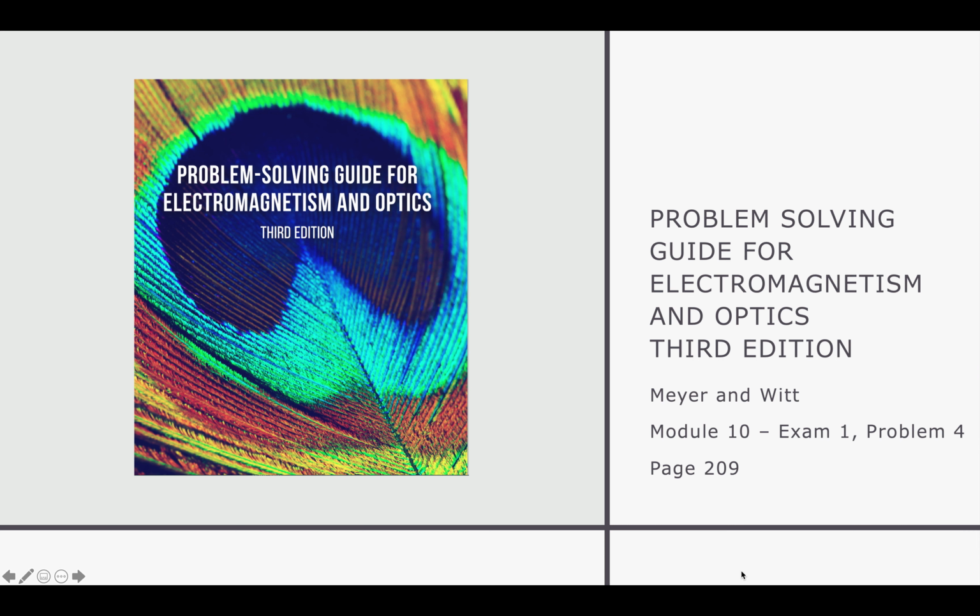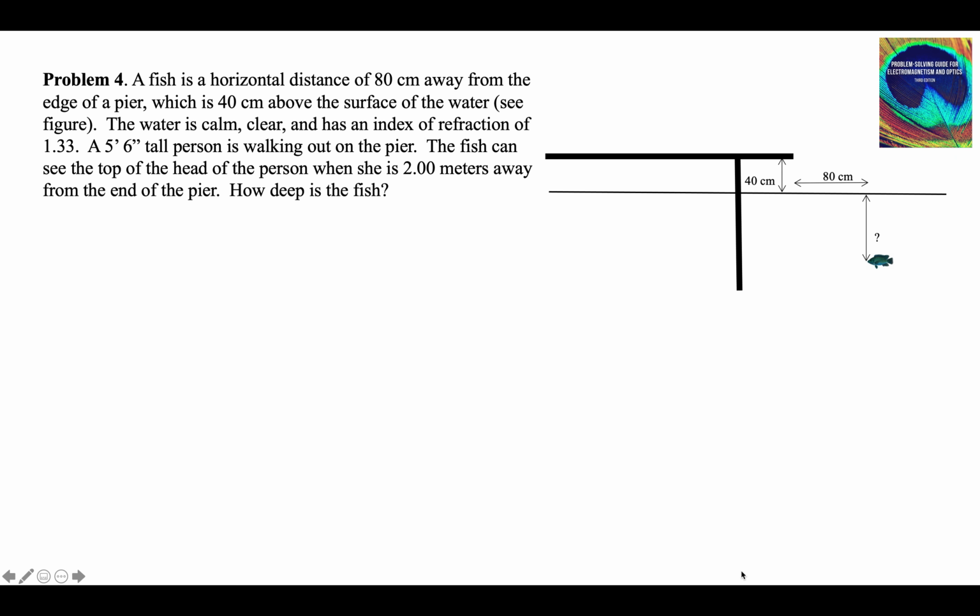This is a walkthrough of Problem 4 on Exam 1 of Module 10 in the book Problem Solving Guide for Electromagnetism and Optics. Problem 4. A fish is a horizontal distance of 80 centimeters away from the edge of a pier. The edge of the pier is 40 centimeters above the surface of the water. The water is calm, clear, has an index of refraction of 1.33.